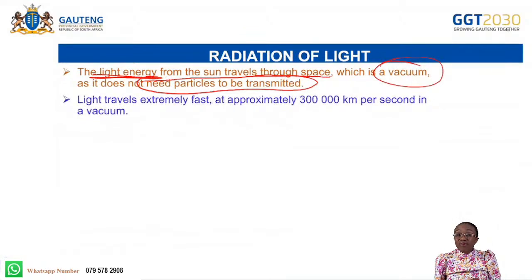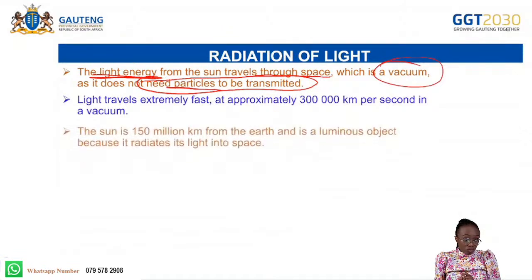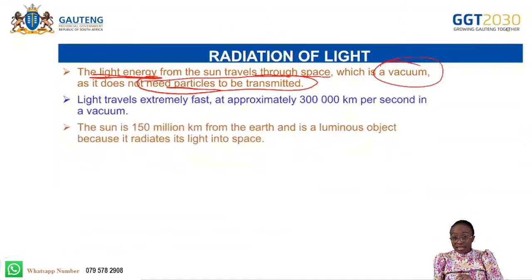And it travels extremely fast in a vacuum. Remember, light does not need particles for it to be transmitted. So in that vacuum, it travels at an extremely fast speed of 300,000 kilometers per second. That is the speed of light in a vacuum. It is 300,000 kilometers per second.